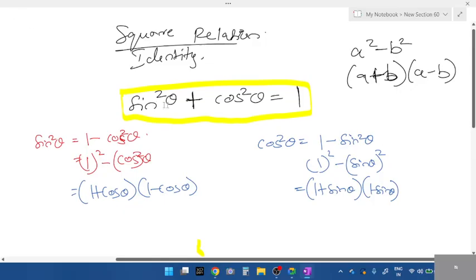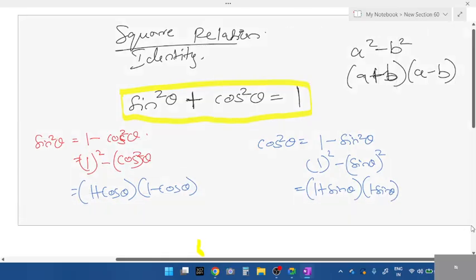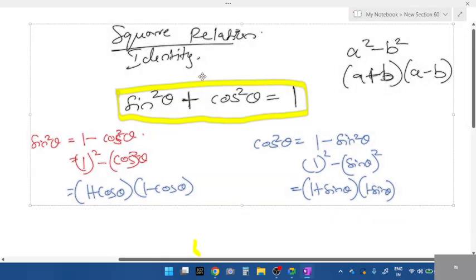I will make a note for sin square and cos square, students. Written these two things? Shall we do the next one? All of you completed? Next. What's the next one I told you? Second square relation. Sec square theta minus tan square theta is equal to 1.